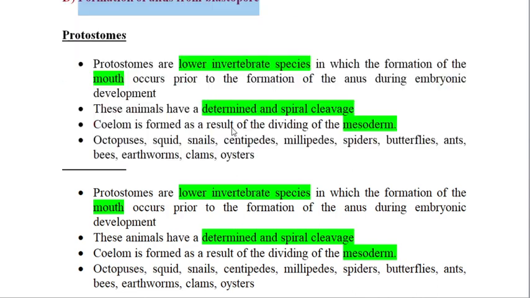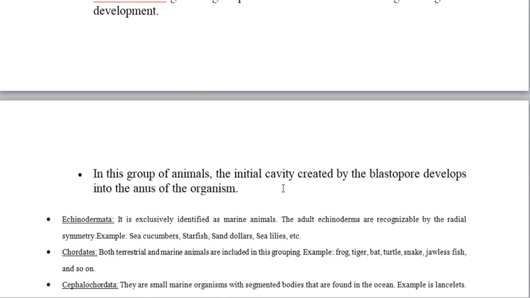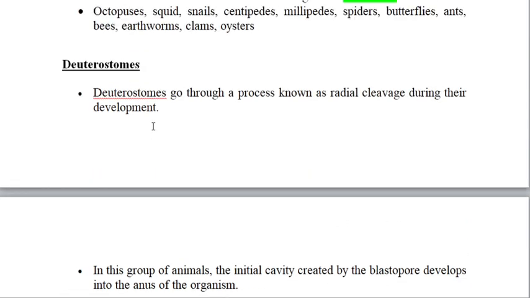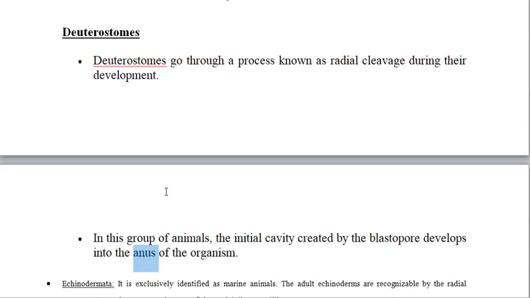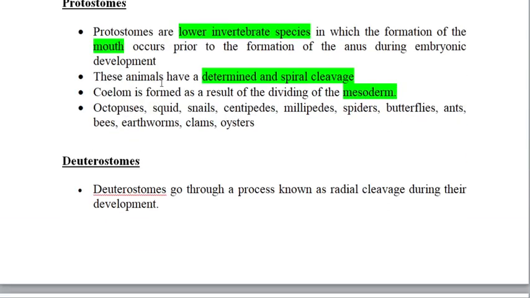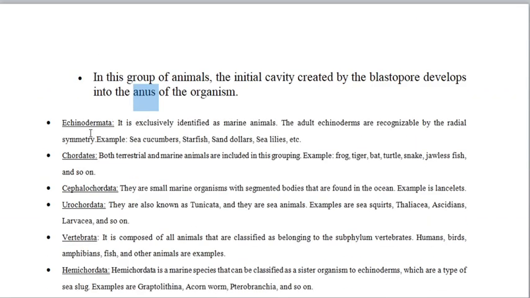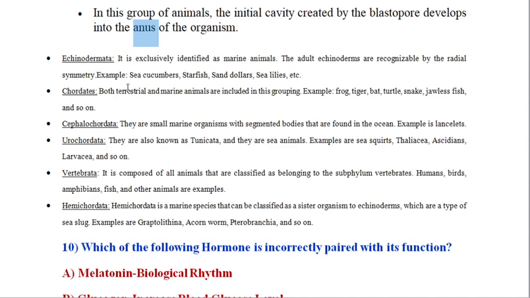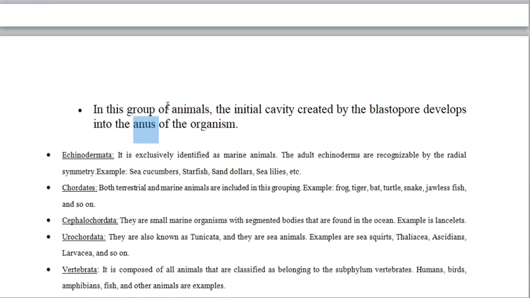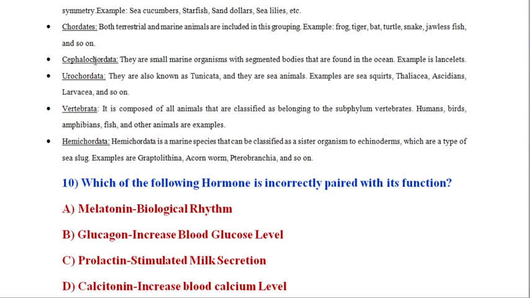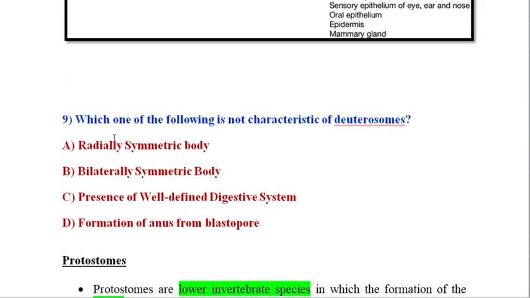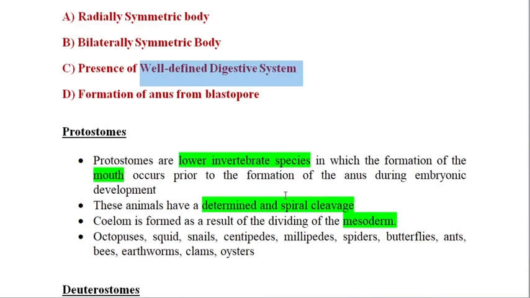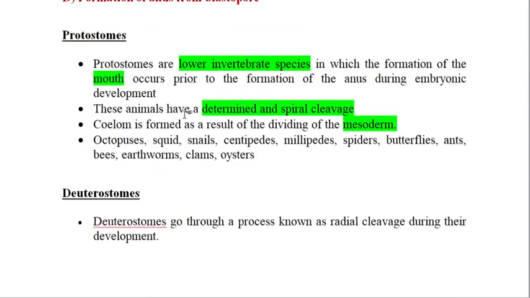At the same time, for deuterostomes, in this group of animals, the initial blastocoel cavity created by the blastopore develops into the anus. So in deuterostomes, the anus forms first. In protostomes, the mouth forms first. Echinoderms, chordata, cephalochordata, urochordata, and vertebrates like human, birds, amphibians, fish are examples of deuterostomes. Hemichordata, everything comes under deuterostome. So we have a well-defined digestive system, and at the same time, the anus forms first from the blastopore.